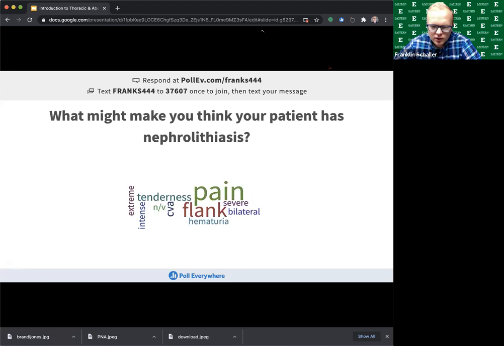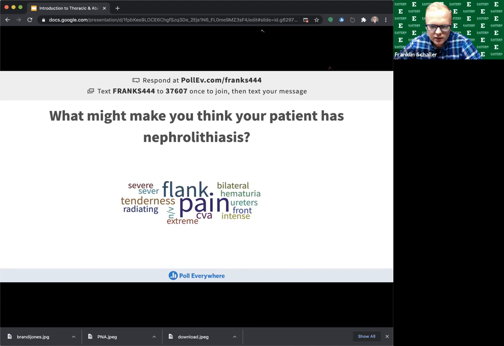I've had a handful of women tell me it felt worse than childbirth, but so pain, flank, those are the biggest words because I think those were typed the most. So flank pain. Brandy, I'm curious, if you have a patient who walks into your clinic and they have what you suspect is kidney stones, what do you see in your patient?